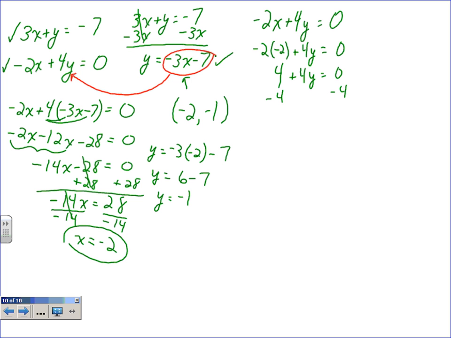Subtract 4 from each side. 4y equals negative 4. We'd still get y equals negative 1. So you can plug it into any one of the equations and it'll still work. You want me to do one more for you? Okay. Are we all caught up here on the notes?